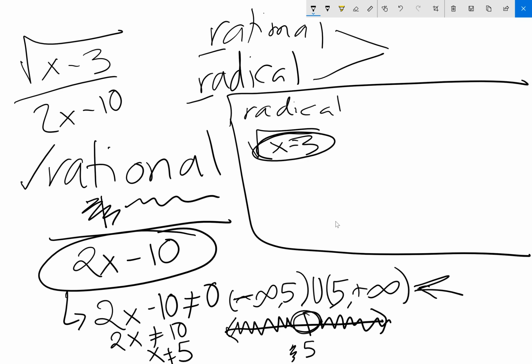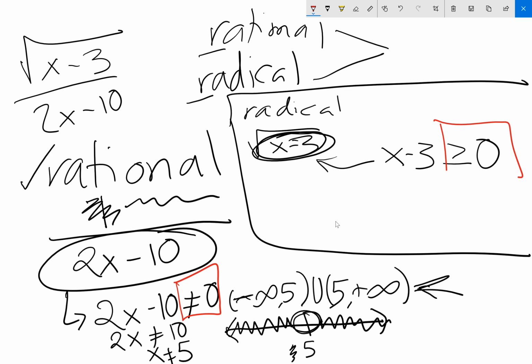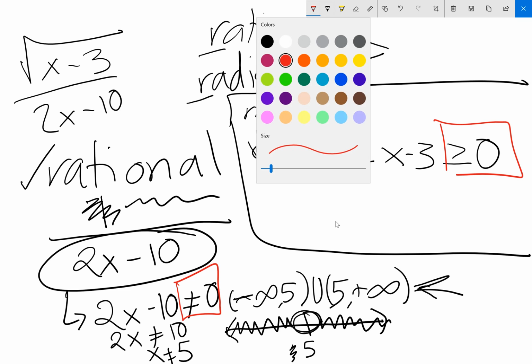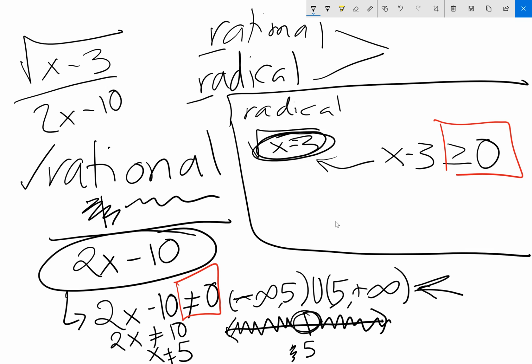So we don't want negatives in here, right? So whatever is in here must be greater than or equal to 0. So notice we've been using the same things. Okay. Plus 3, so x must be greater than or equal to 3. Okay? So let's remember that. X can't equal 5 and x must be greater than or equal to 3.